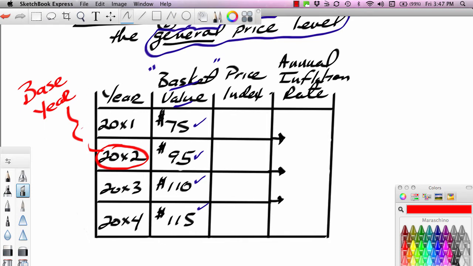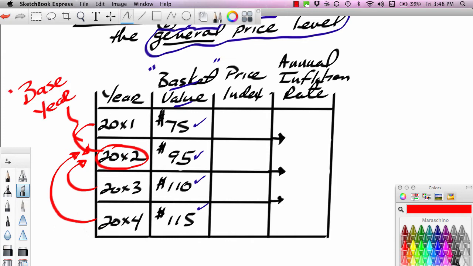So what we're going to do here is we're going to compare 20x1 to 20x2. We're going to compare 20x3 back to 20x2, and we're going to compare or anchor 20x4 back to 20x2. So all of the years, no matter how far we go forward or how far we go back, all of the years will be anchored or referenced to one year. That year will be called the base year.